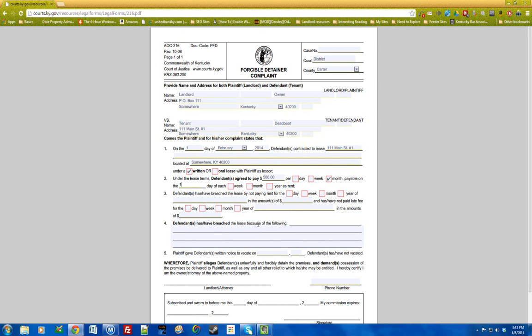And again, I'm only allowed to type the 1st day of each month as rent, and they have breached. And this is if they've breached for payment. They can breach for other things too. But we'll say the tenant stopped paying right away and they didn't pay the $500. If they made a partial payment, then it would be whatever they actually owe.